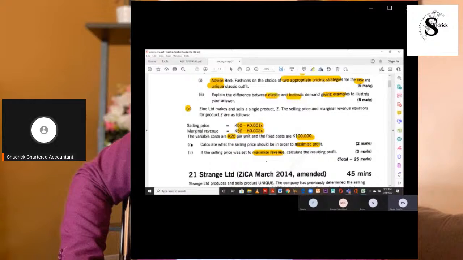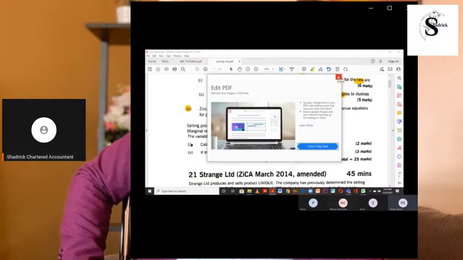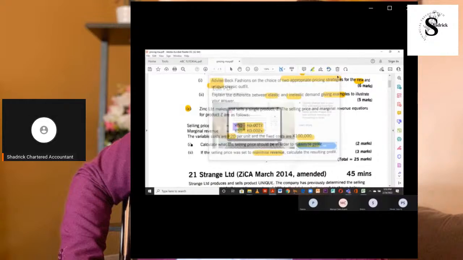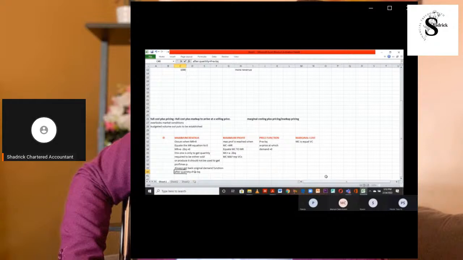Now look, the examiner says the demand and marginal equations for product Z are as follows. So in this question, he gave you the price equation, the same as the demand function, the marginal equation, and the fixed costs. He says, in order to maximize profit, what should we do? Let's see what we can do.